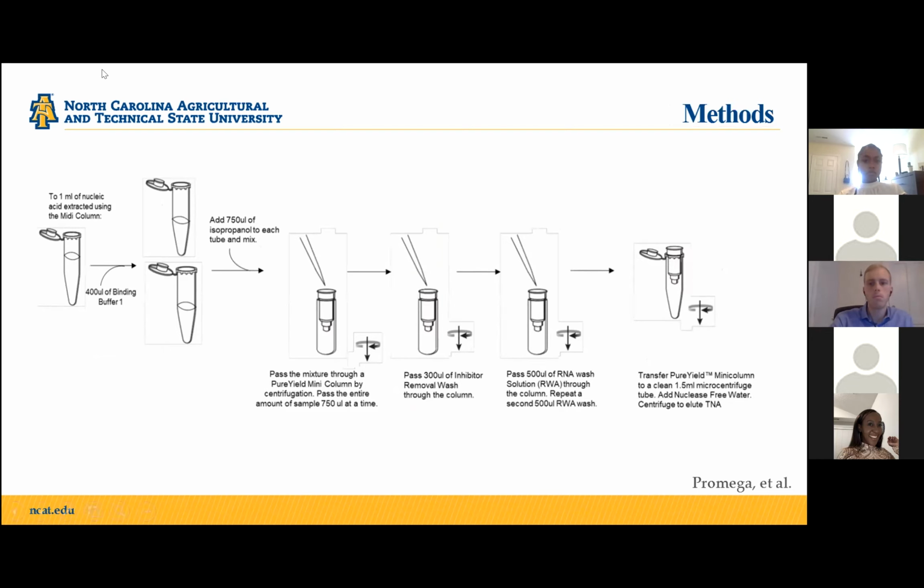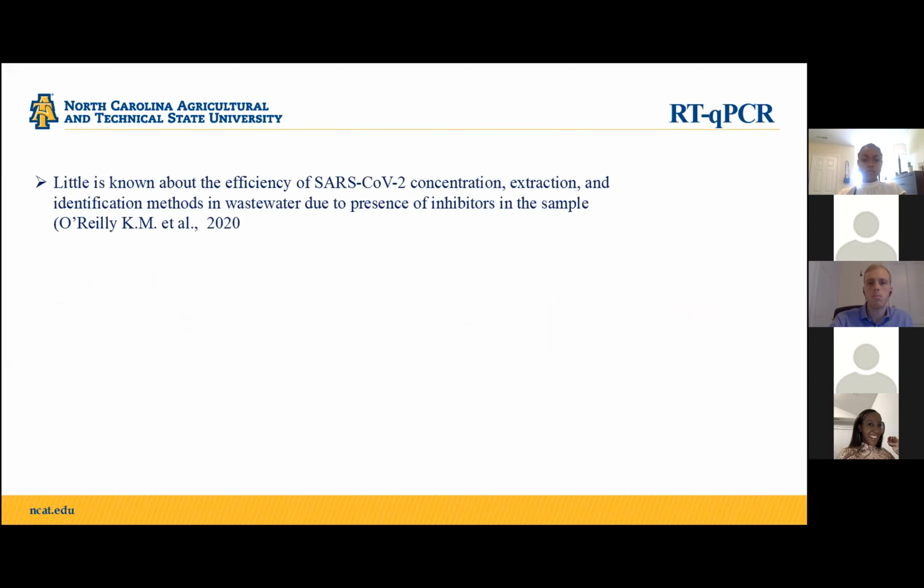The same steps described before are then repeated on a smaller scale. A total of 40 microliters of total nucleic acid will be collected for real-time PCR. This method has been shown to achieve consistent recovery rates and significant reduction in PCR inhibitors. Next.